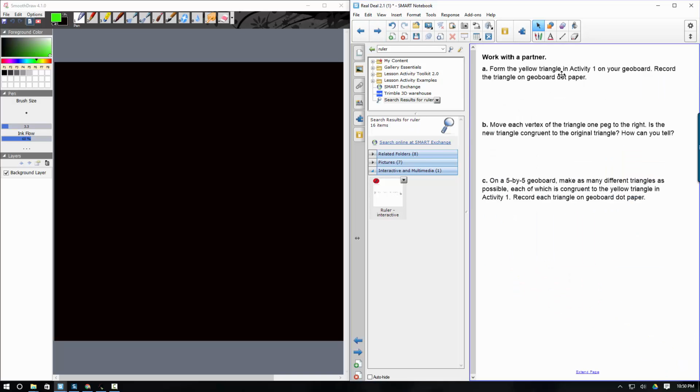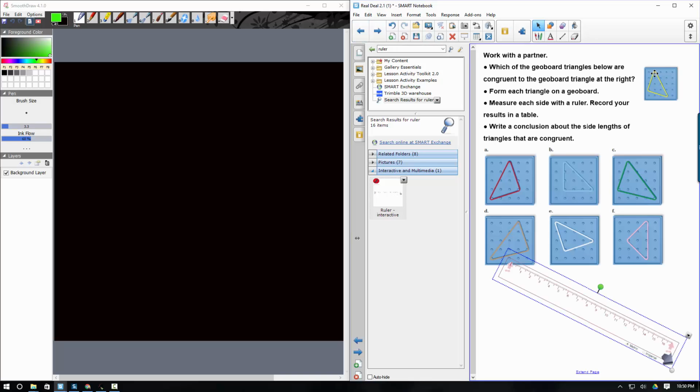So it says now form the yellow triangle on activity 1 on your geoboard, record it, and then move the vertex 1 unit to the right. So if I take this and move every one of these little bands 1 unit to the right, will it be congruent? And the answer is yes. Whenever I measure the sides, you'll notice that they're exactly the same length, and the angles are exactly the same as well, because I'm moving everything one direction to the right. And that's called translating it to the right.